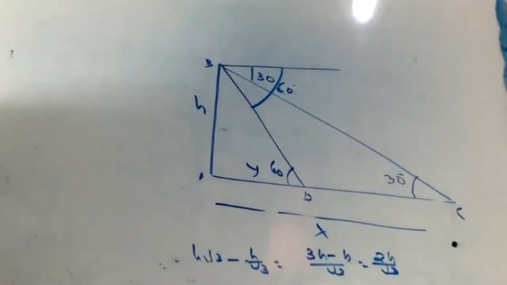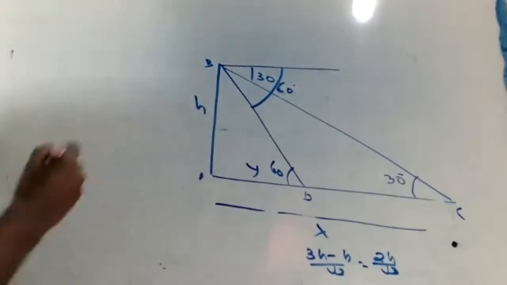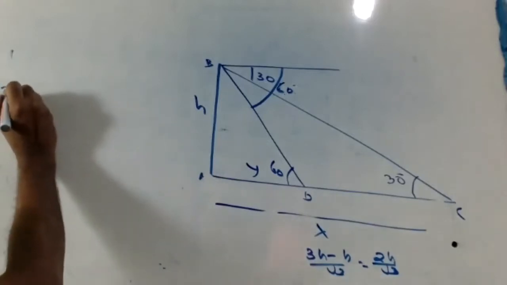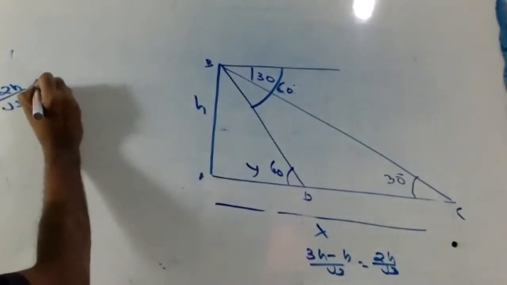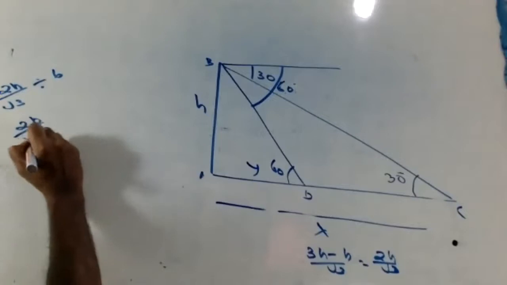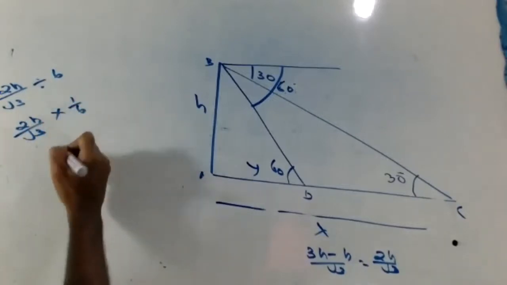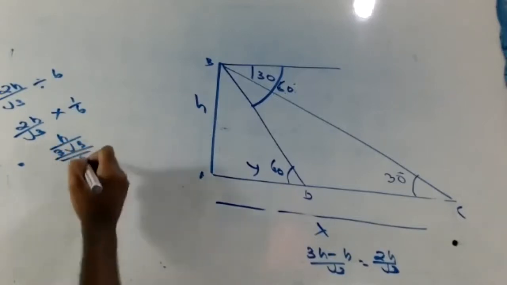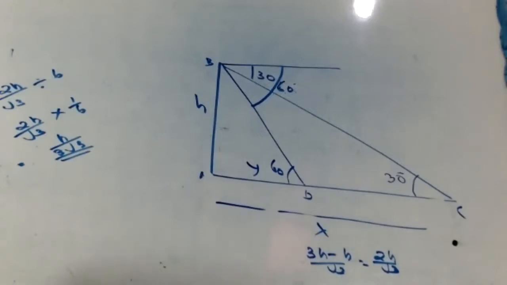Okay. So then write time, right, speed of the car from C to D equal to 2H by root 3 divided by 6, distance divided by time. That is 2H by root 3 into 1 by 6. So H by 3 root 3. This is the speed. This much speed equal to meter per second, right? Meter per minute.